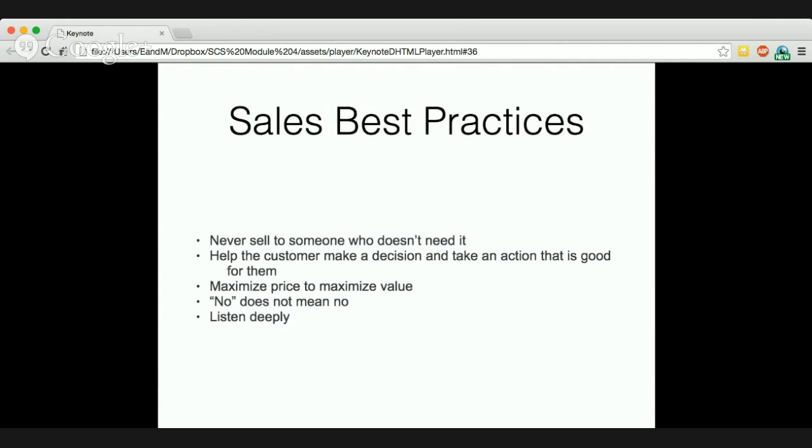No does not mean no in this context. It means tell me more, or I'm not there yet, or I'm not comfortable, or I'm not sure about something, or I don't understand it, or there's too many options. Or it might just mean not right now.